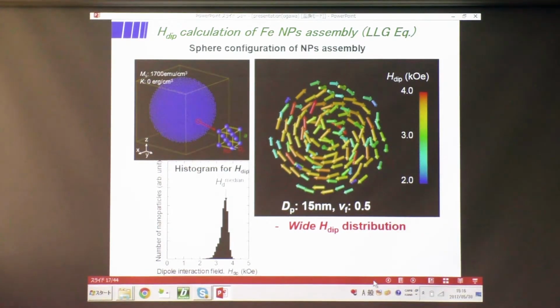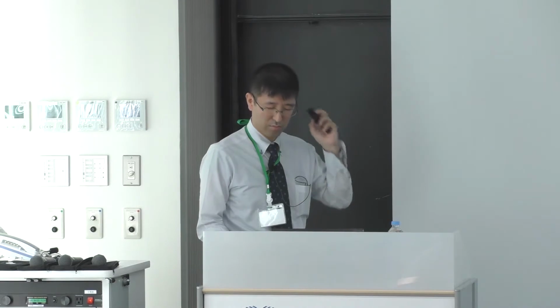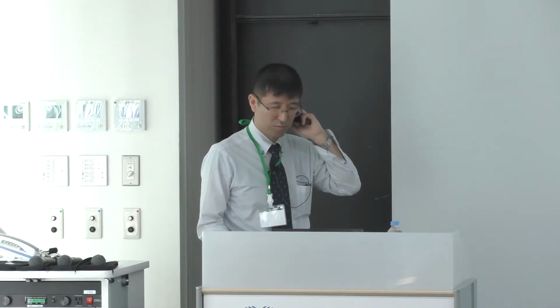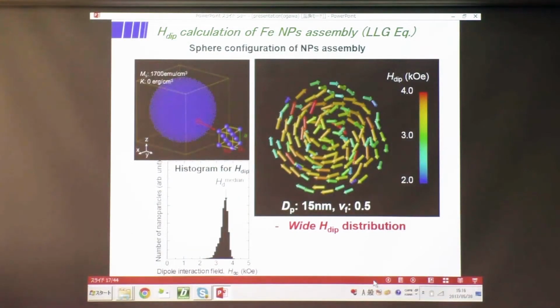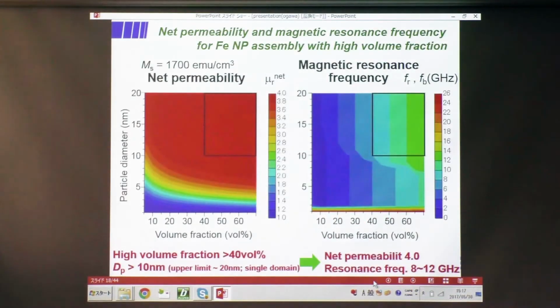This arrow denotes the magnetic moment of the iron nanoparticles inside the nanoparticle assembly, and a vortex structure is formed because, to minimize the magnetostatic energy, this vortex structure is formed in this assembly case. And from the histogram of each dipole field, we can get a mean of 3 to 4 kilo-oersted of dipole field inside the nanoparticle assembly.